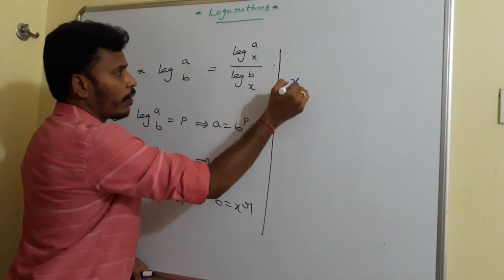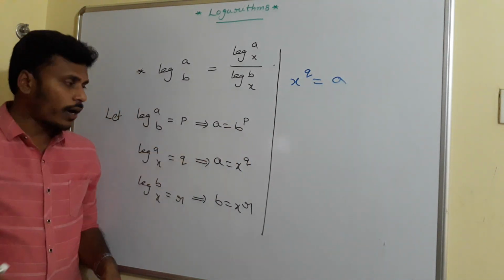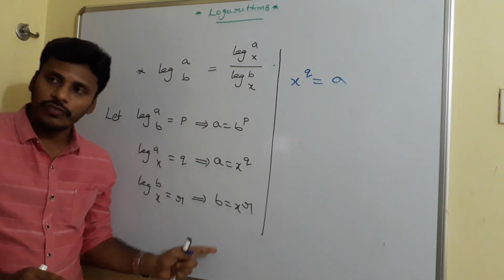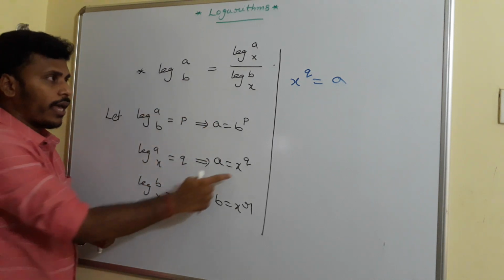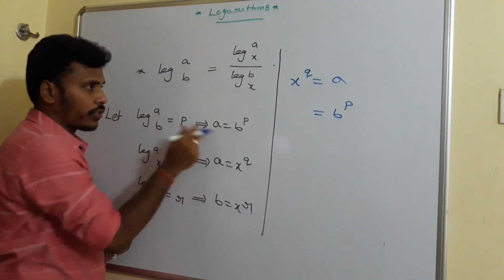So you just start from the second relation, that x power q is equal to a. I have three relations. With the help of these relations, I am going to prove this law. X power q is equal to a, and that a is nothing but b power p from the first relation.